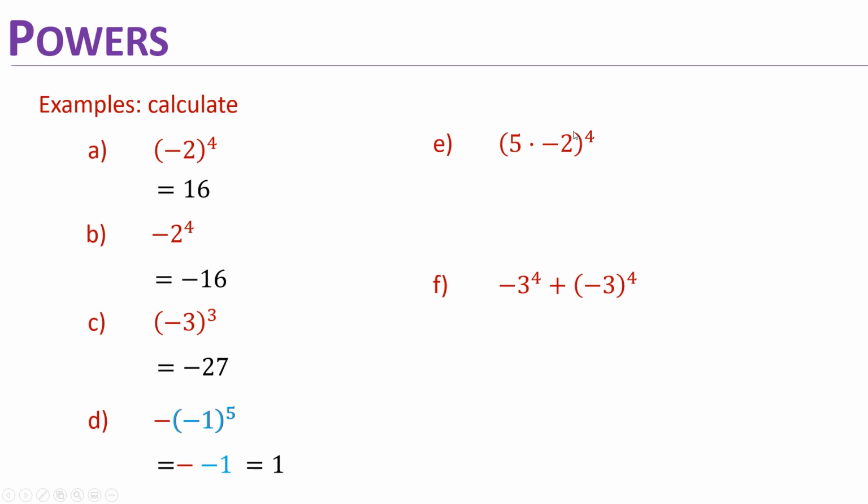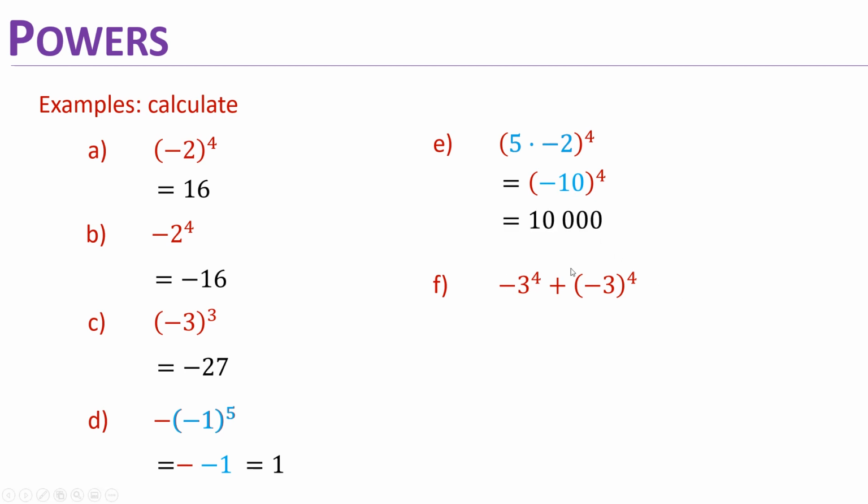Here we have to evaluate inside of the brackets first. 5 times -2 is -10, and we are raising this whole expression to the power of 4. So the result will still be between brackets. So we get the number -10 raised to the power of 4. So that's -10 times -10 times -10 times -10. That's a negative times a negative times a negative times a negative. So the result will be positive. And 10 times 10 times 10 times 10 is 10,000.